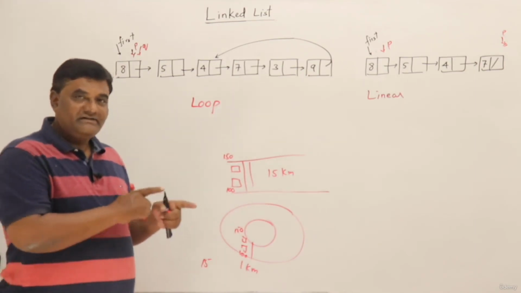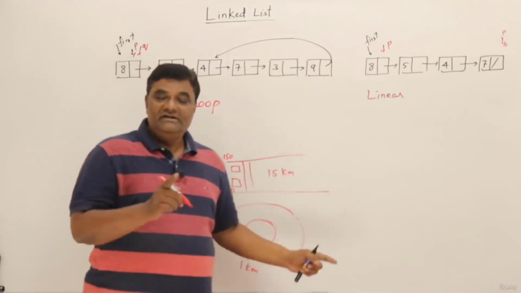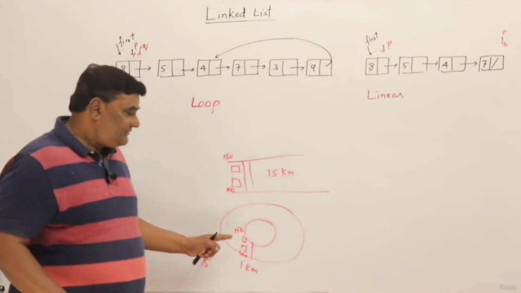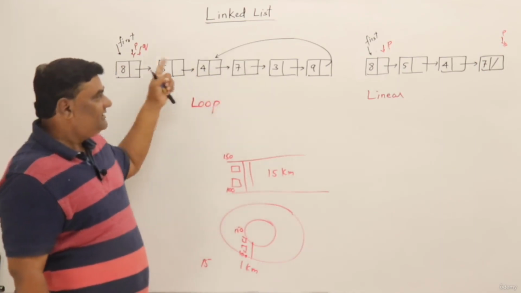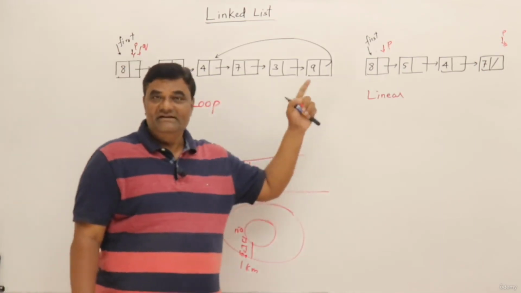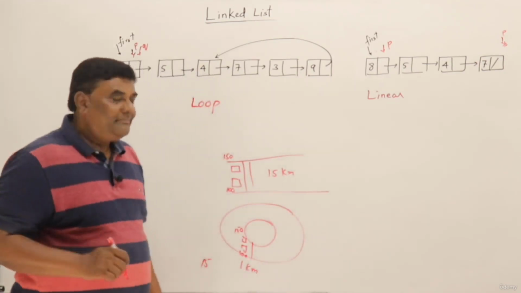So it means if one car is slow, one car is fast, they never meet if the track is linear. They will meet once again if the track is circular. So same way, if the linked list is having a loop, then these two pointers will meet. If it is linear, they never meet. So let us apply the same idea upon the pointers.